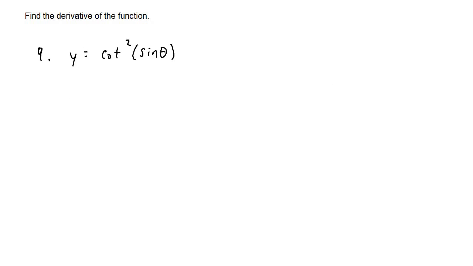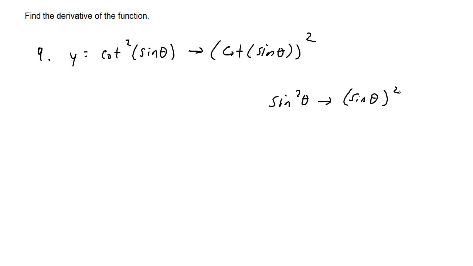Now for number 9, we have y equals cotangent squared of sine of theta. So the very first thing I'm going to do here is, because we have a squared, I'll rewrite it as cotangent of sine of theta, the entire thing squared. Because it's similar to how we have sine squared of theta. Right, we can rewrite it as sine of theta, the entire thing squared. It's the exact same thing.